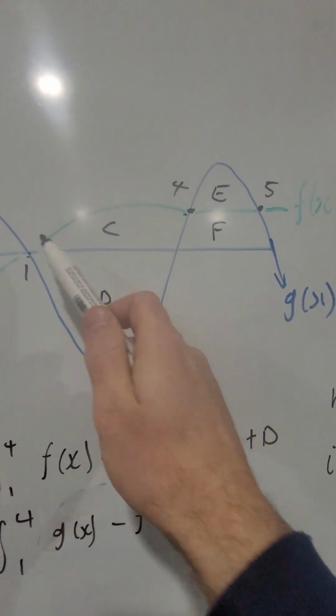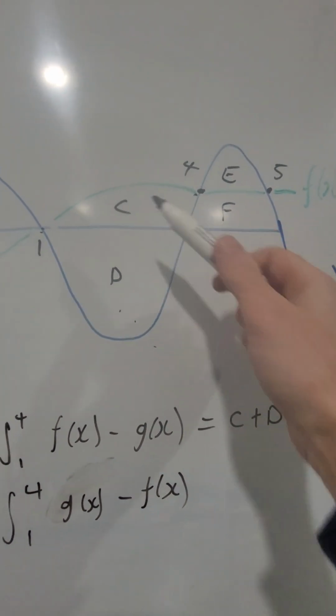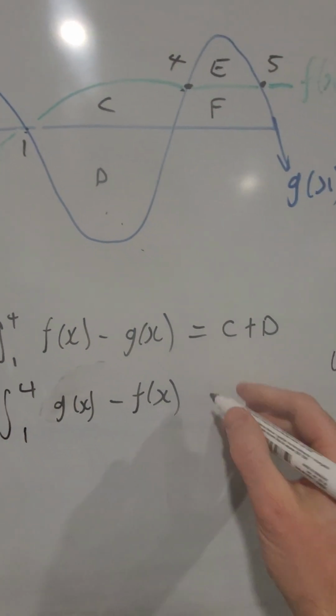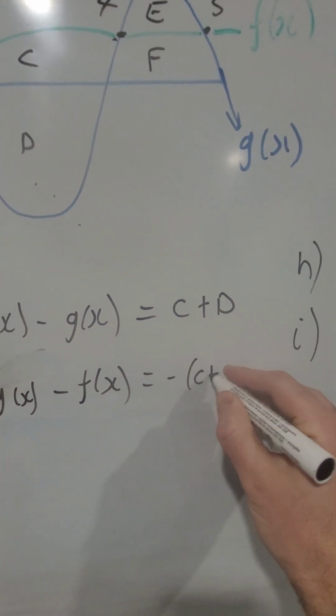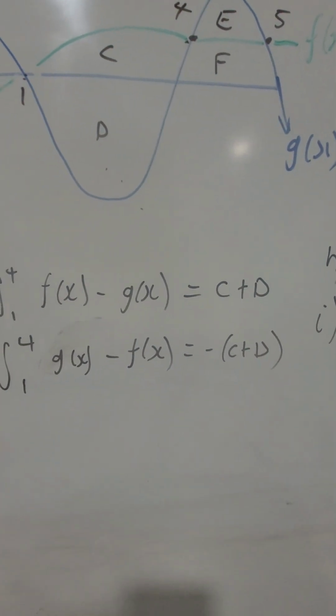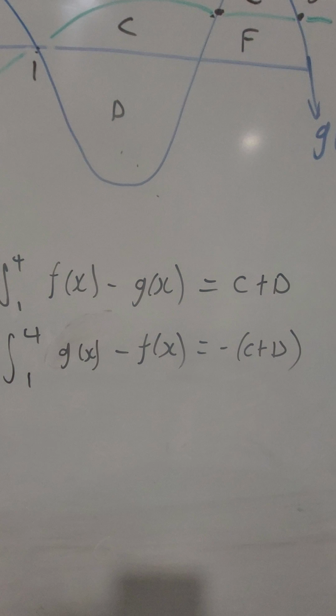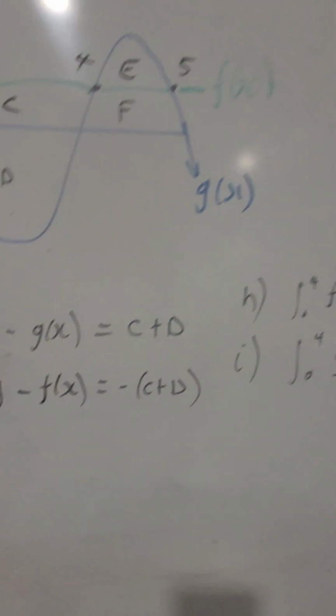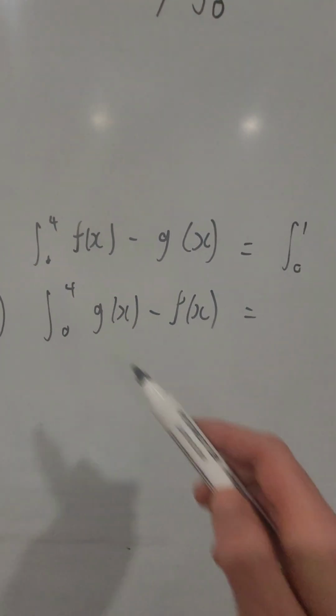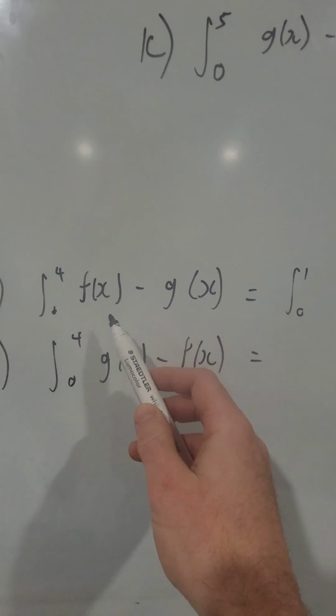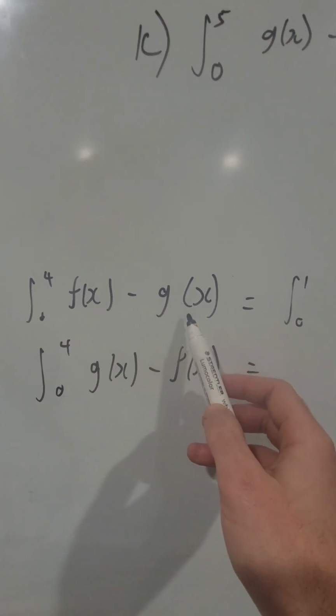All right, from 1 to 4 of g of x take f of x. This time again, we're mixing up the order. So this is just going to be the negative of this calculation, the negative of C plus D. Okay. We'll move on to H. We have the integral from 0 to 4 of f of x take away g of x.